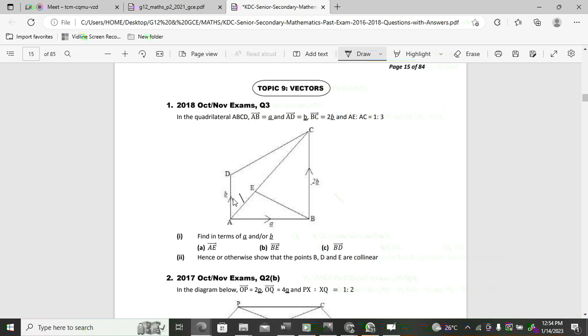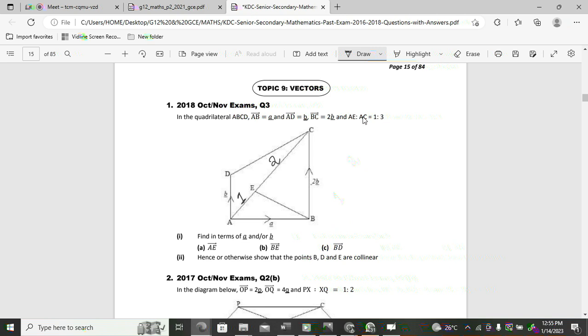That's the question now I want to ask. What is going to be EC? What do you think? So AE, they've given you is 1. And then AC, they've given you is 3. Now I want you to find this one. EC, what is going to be EC? What do you think? What is going to be the answer for EC? So EC is going to be 2.